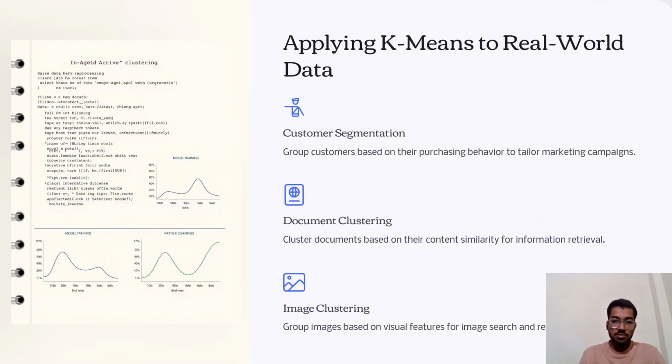Applying k-means to real-world data. First, customer segmentation. Group customers based on their purchasing behavior to tailor marketing campaigns. Then document clustering. Cluster documents based on their content similarity for information retrieval. Then third is image clustering. Group images based on visual features for image search and retrieval.